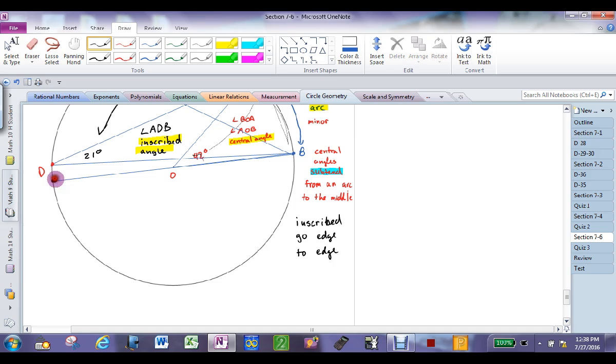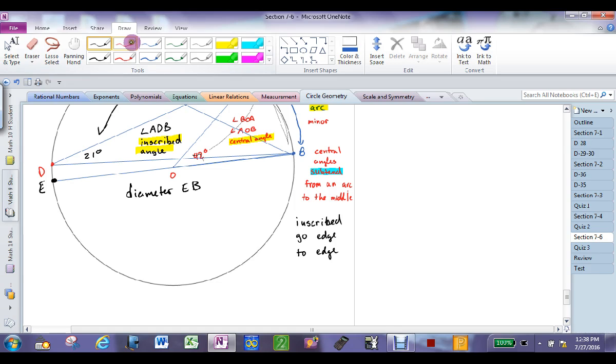Label my diameter, what letter am I up to? A, B, C, D, E. So what is the name of this diameter? Not angle EB, it's not an angle. That is diameter EB or BE, yes? Got it?